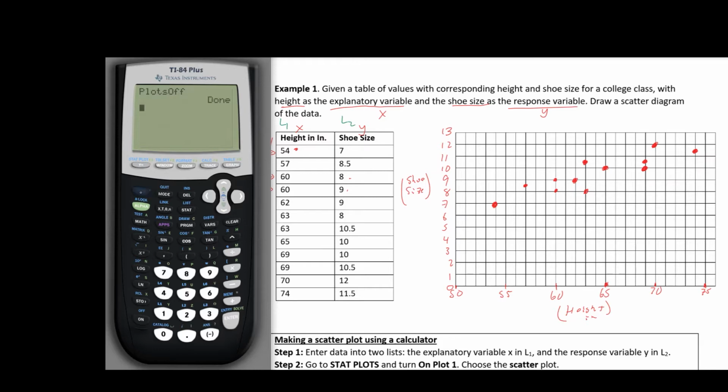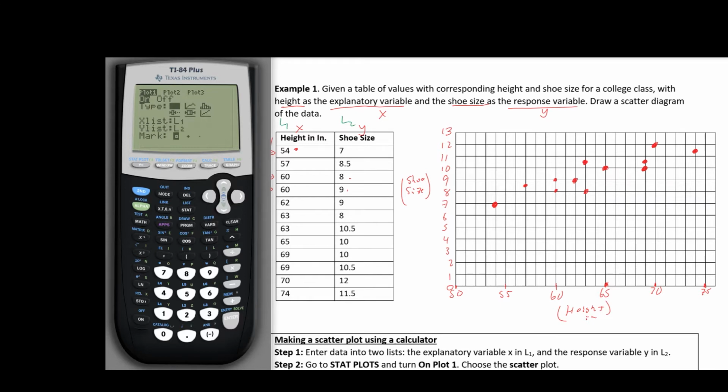So again, I'm going to go back to stat plot. They're all turned off now. Okay, so that first one, let me go ahead and turn that one on. And the type I want is the one that, let me just show you. It's that first one. You see how it's just like a bunch of dots scattered around. That's the one I want. So it's blinking over, so I'm going to press enter.